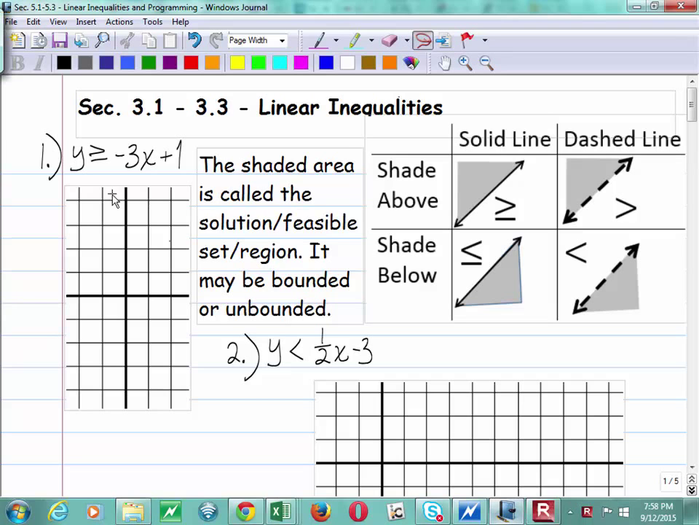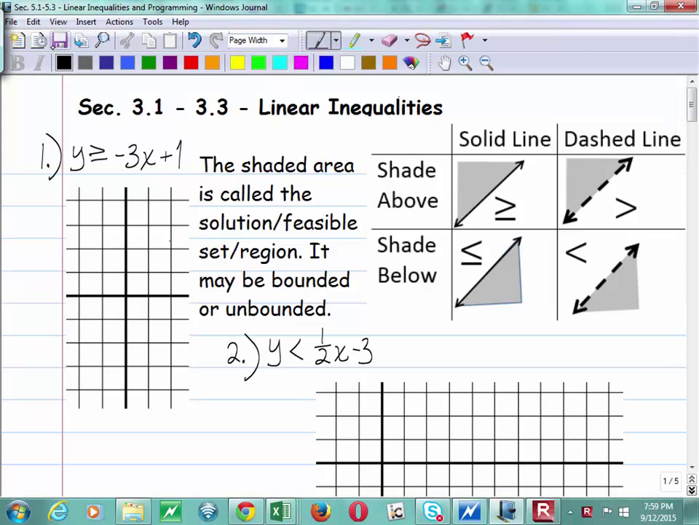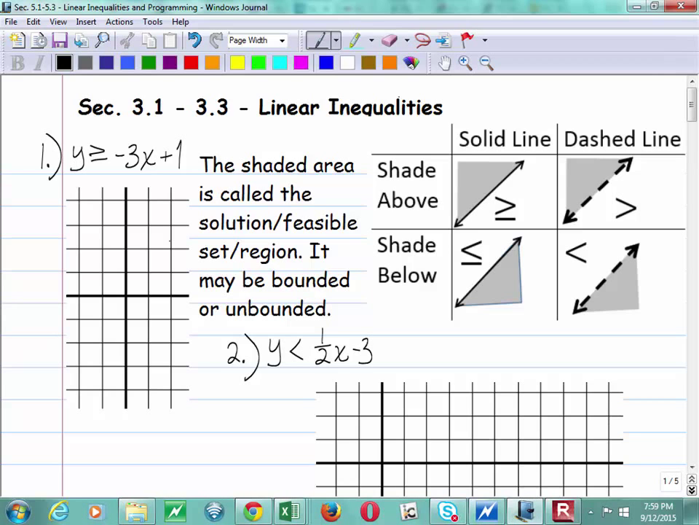Just like we did in Chapter 1, we just graph the line. We want to have it in slope-intercept form, y equals mx plus b. Then if it is a strict inequality, meaning it's just greater than or less than without the or equal to, we're going to use a dashed line. Otherwise, if it's an inclusive inequality, with the or equal to part, we're going to use a solid line. And if it's a greater than, we're going to shade above the line, and if it's a less than, we're going to shade below the line.